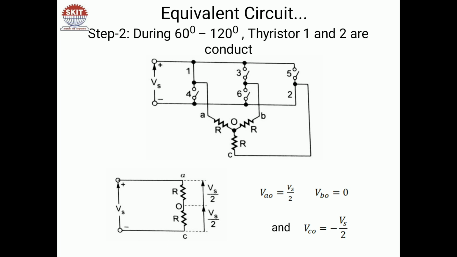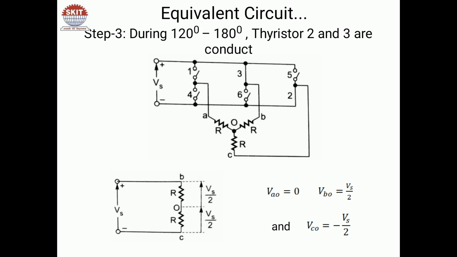So calculation of the phase voltage is the same: apply the voltage divider rule in this circuit, and we obtain the phase voltage VA0 is Vs by 2. VB0 is 0, because nothing conducts from leg B, and VC0 is minus Vs by 2, because the polarity of VC0 is negative. So this is step 2.